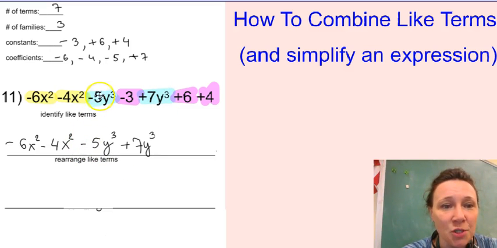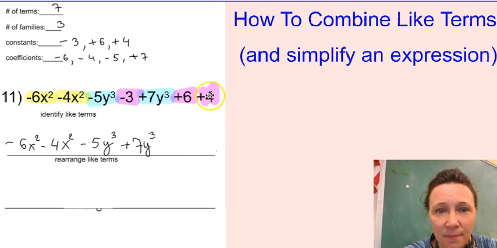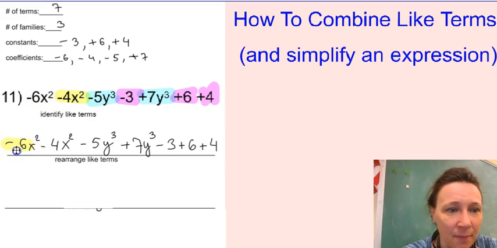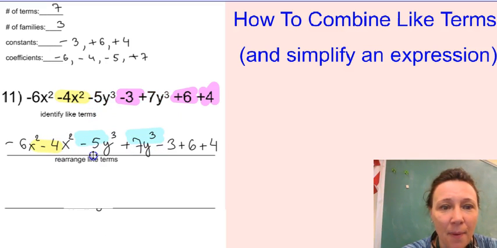And so pay attention, I am taking the sign: minus 5y to the third and plus 7y to the third. So when you move them, take the sign of the term with it. Next, I have to rewrite together my constants. So it is minus 3, positive 6, and positive 4. Now that my families are together, I can combine them.